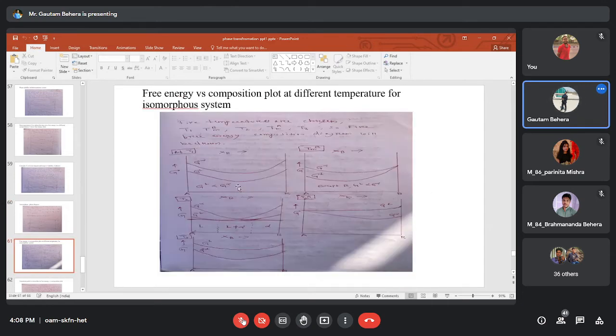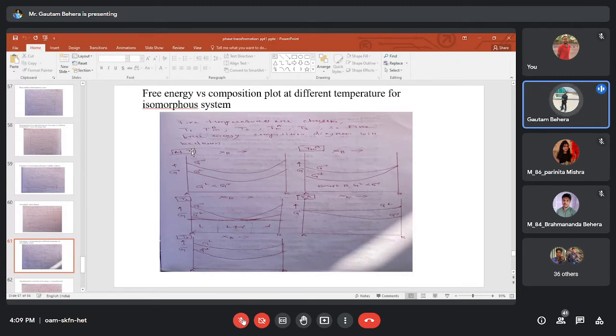This is the first image. This is the free energy G versus X. Here I have taken X as XB, because this is pure component A, pure component B, and this is the composition XB, right? You can see this is G alpha and this is the G liquid. So free energy of liquid will be less compared to the free energy of alpha, because at that temperature T1, you have seen liquid is the stable phase.